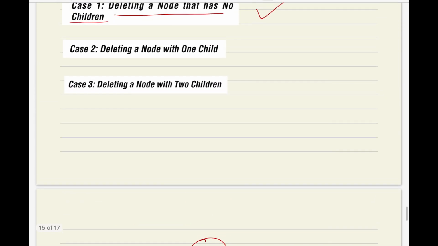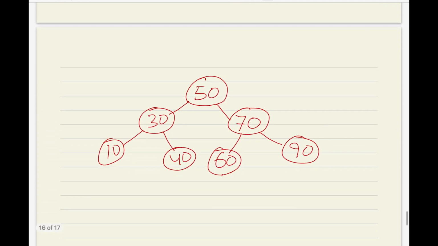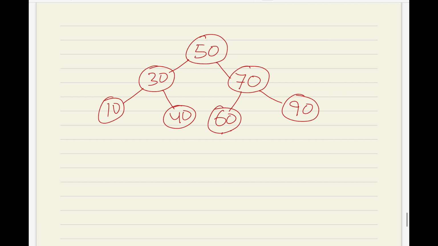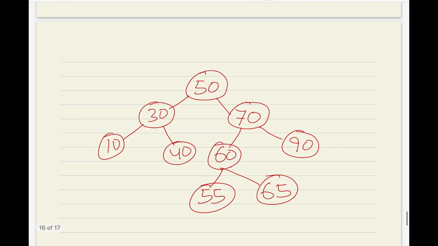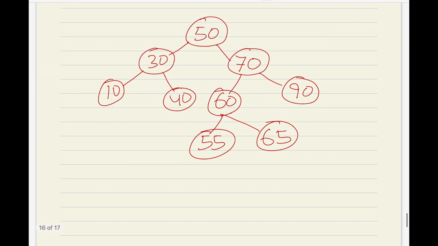First find the node, that is the obvious step. You need to search for that node, find it, and after that just remove it. So let us consider 55 was already there and 65 was also there. Okay. Now consider a node we want to delete that has one child.